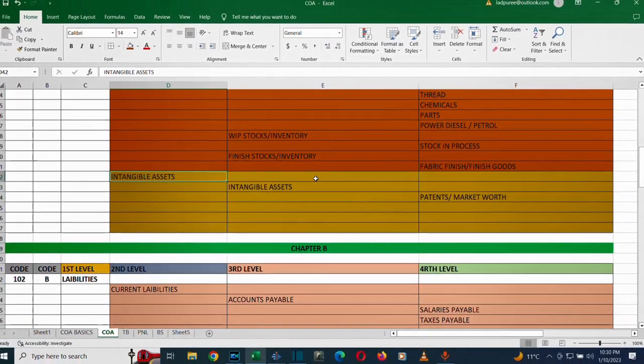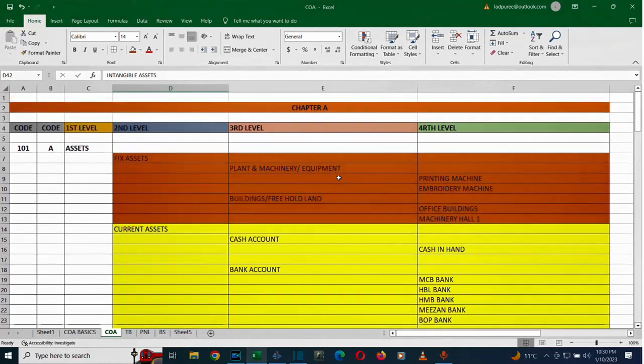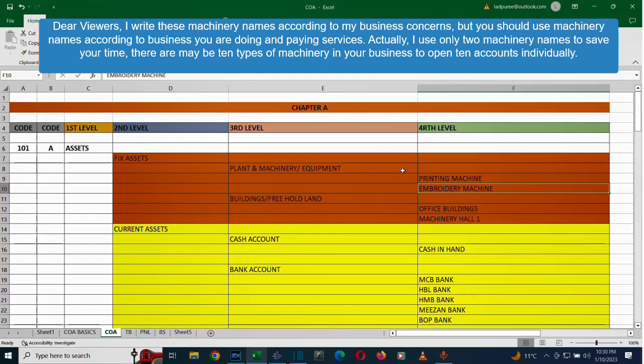Now we will open assets level 4 branches in our financials. Level 4, printing machine under plant and machinery or equipment. Embroidery machine under plant and machinery equipment. Actually, dear viewers, I write these machinery names according to my business concern, but you should use machinery names according to the business you are doing and the services you are providing.